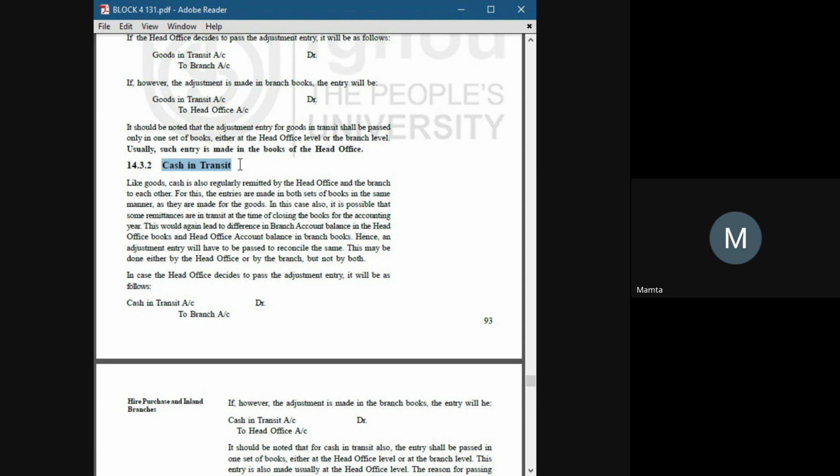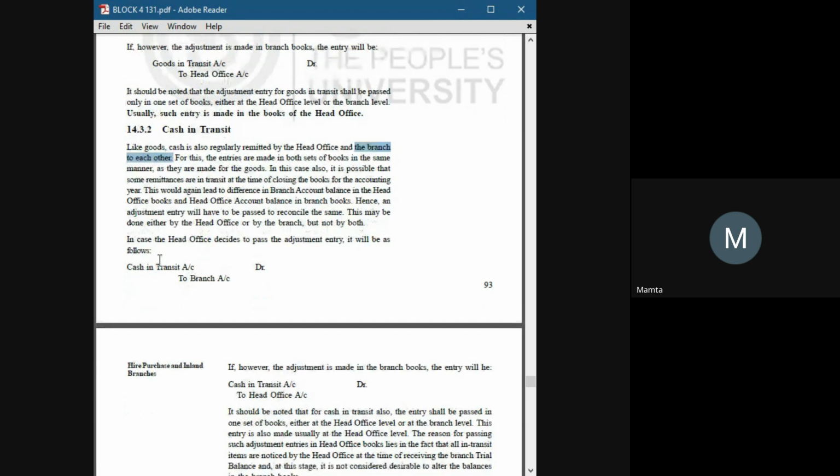Why will it show a difference? Because the head office, the sender, has recorded the amount they have sent, but the branch hasn't received that amount yet, so they didn't pass the journal entry for it, and it shows a difference in the balances of both books. To avoid this as well, only one of them passes the entry. Generally, the head office passes the entry.